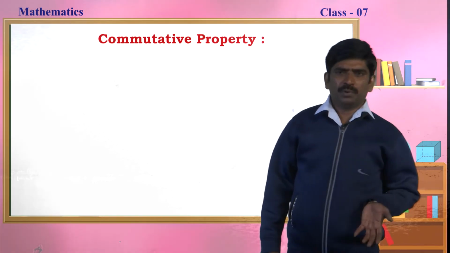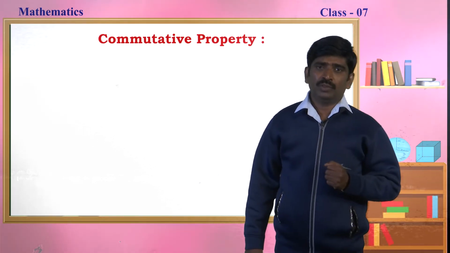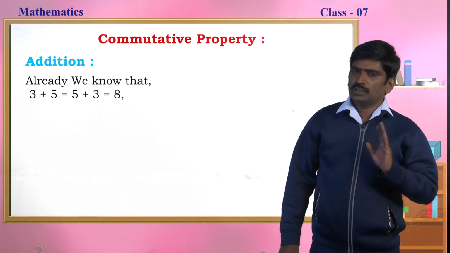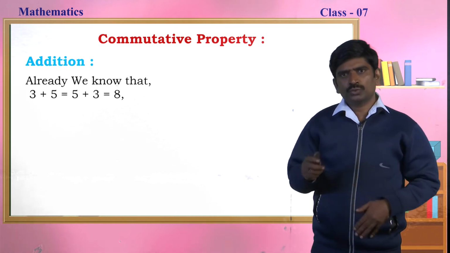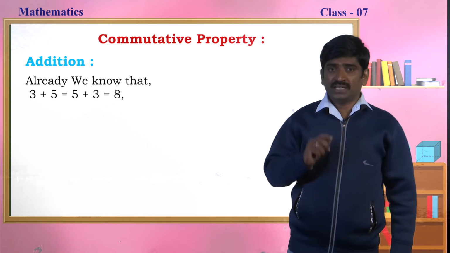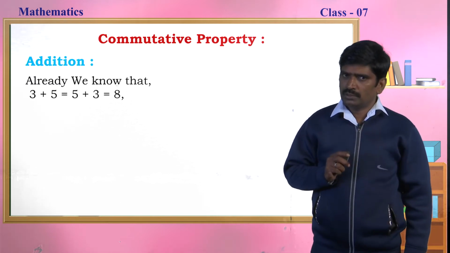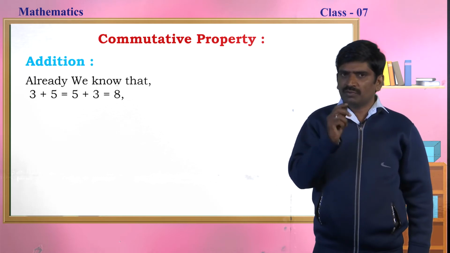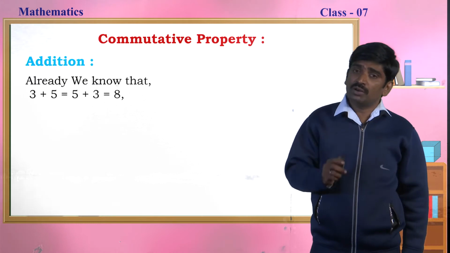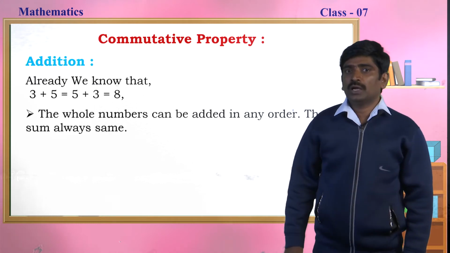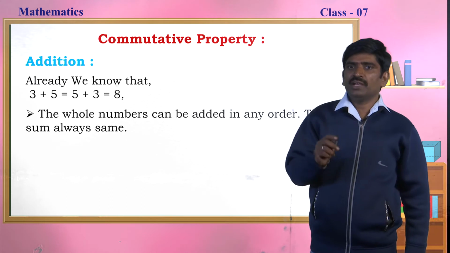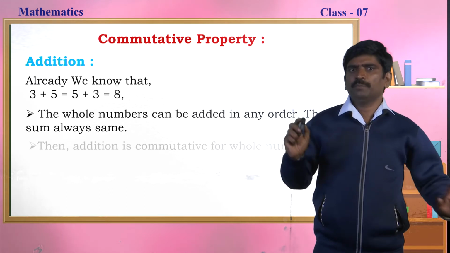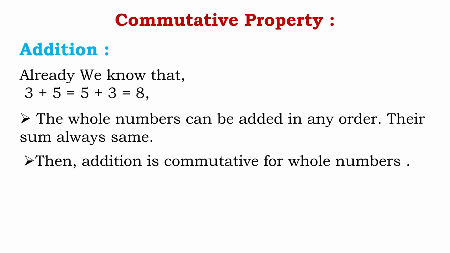We go to the next property. What is the next property? Second one, that is commutative property, addition. Already we know that 3 plus 5 is equal to 5 plus 3 is equal to 8. 5 is a whole number? Yes. 3 is a whole number? Yes. 3 plus 5 and their reverse 5 plus 3, their sum is always equal. The whole numbers can be added in any order. The sum is always the same. That is why addition is commutative for whole numbers.